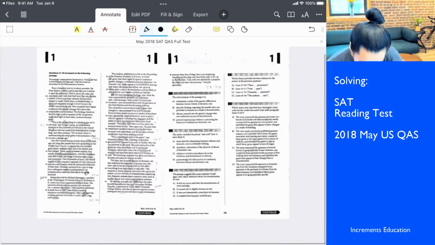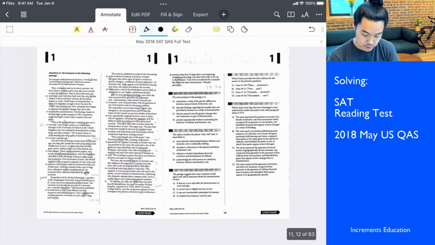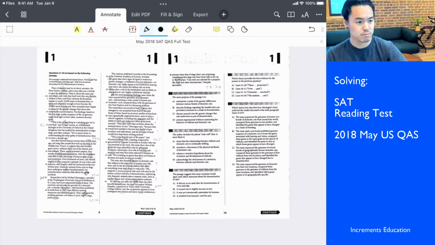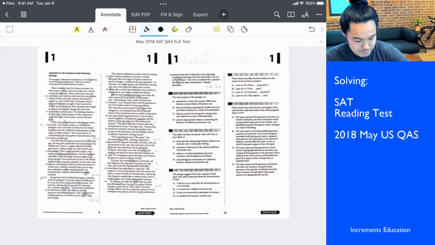Pretty good reading. Pretty happy about that. That took about 5 minutes to read, so it's still very fast actually. I'm not trying to be fast, but I'm being really fast. In fact, if anything, I'm being so fast that I'm actually making myself nervous. But anyway, that's the third passage.